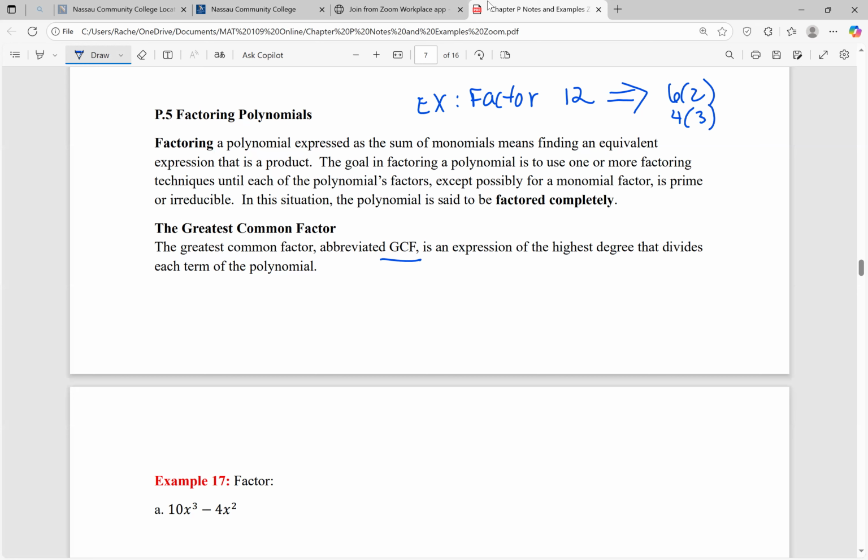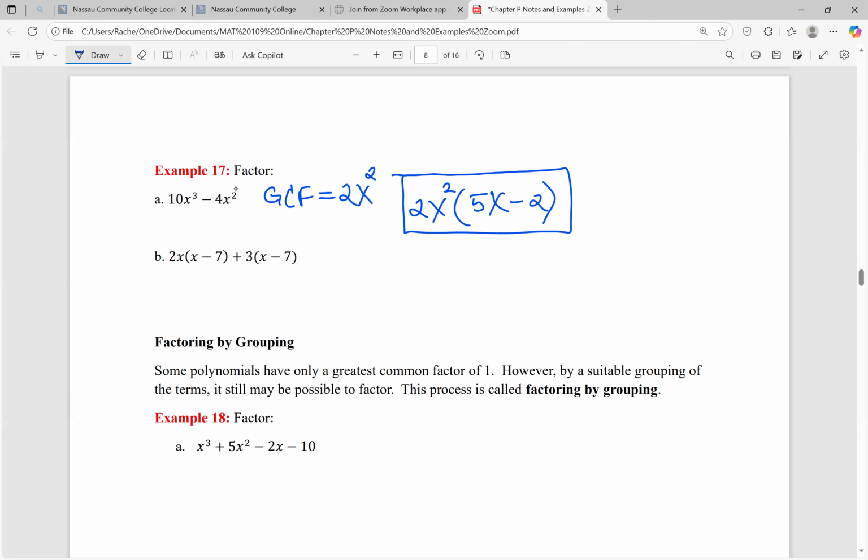So now let's look at B. I'm looking at my two expressions here. I have 2x times x minus 7, and then we have 3 times x minus 7. My greatest common factor, the factor that's common to both of these expressions, is the x minus 7. So in this case, the GCF is x minus 7. So I'm going to factor out the x minus 7, and then I'm going to divide each one of my expressions by x minus 7.